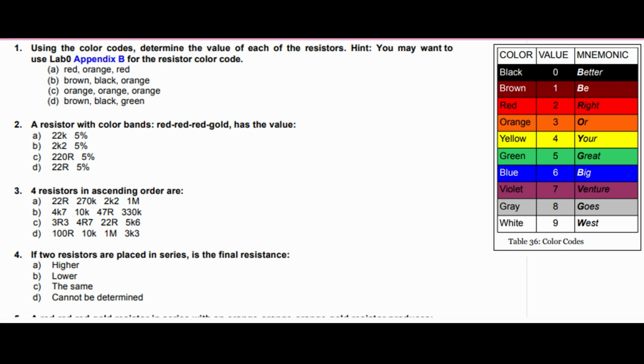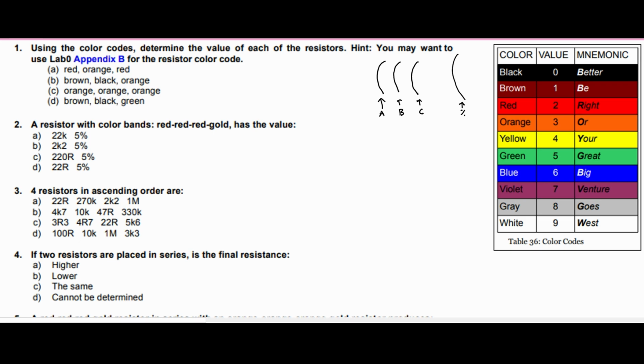So for question 1, we're asked, using the color codes, to determine the value of each of the resistors. When we're adding resistors, when we have 3 lines of resistance, we are going to use this formula where we have our first line, our second line, our third line, and then lastly, some fourth line. The first line is going to be our A. The second line is going to be our B. Our third line is going to be the C. And this is just going to be our percentage.